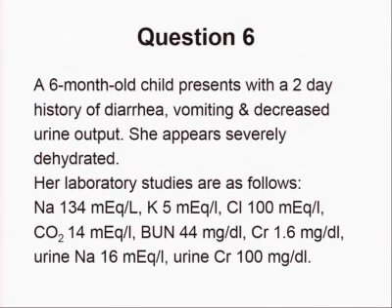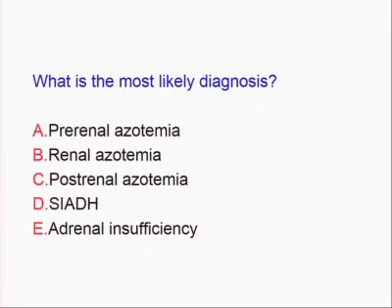All right, moving on. 6-month-old presents with a 2-day history of diarrhea, vomiting, and decreased urine output. She appears severely dehydrated. Her lab studies are as follows: sodium of 134, potassium of 5, chloride of 100, CO2 of 14, BUN of 44, creatinine of 1.6, urine sodium of 16, urine creatinine of 100. What is the most likely diagnosis? Pre-renal azotemia, renal azotemia, post-renal azotemia, SIADH, or adrenal insufficiency.